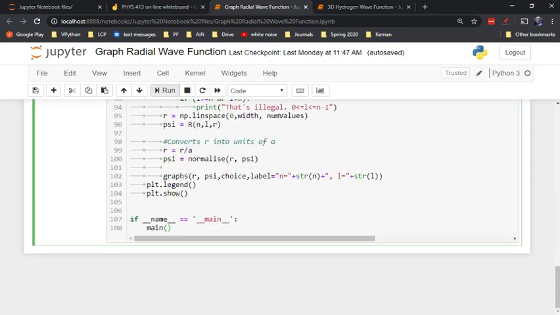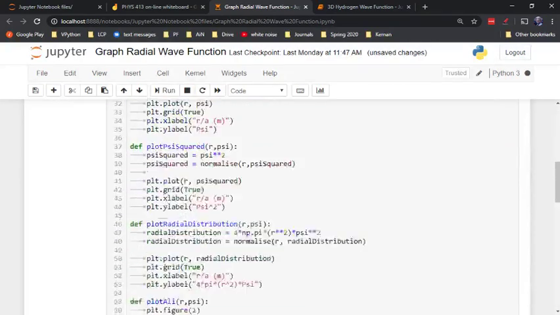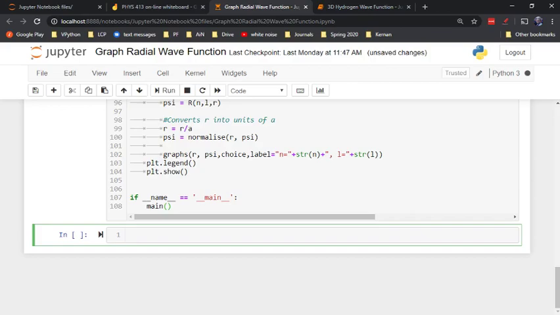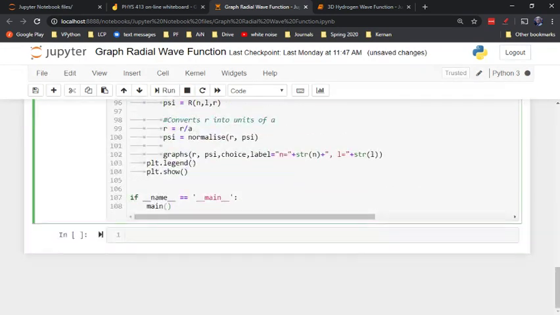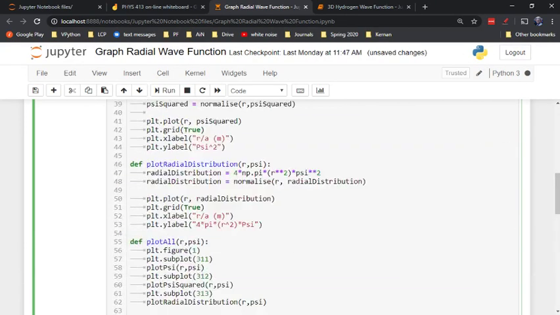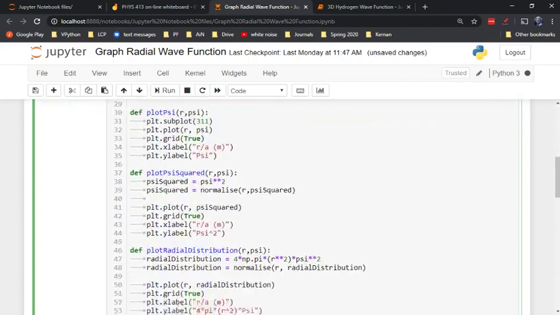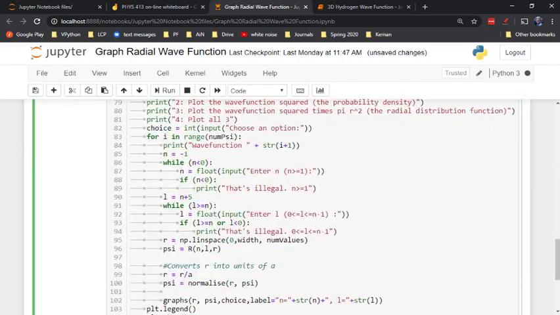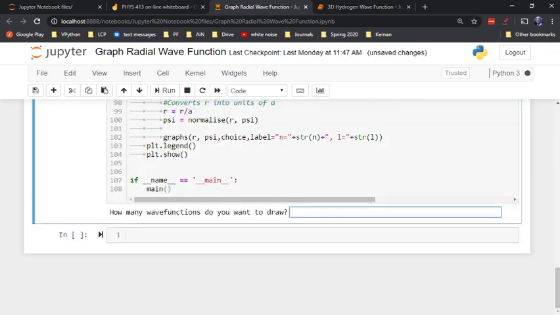So when you go to run this, all right, I'm waiting for the thing to come up. I thought it had saved my graph from before. Apparently I was wrong. Anyway, when you go to run this, it's going to ask you which wave functions you want to graph. So during the main function here, it's going to ask you what it is you want to graph, and it'll ask you how many wave functions.